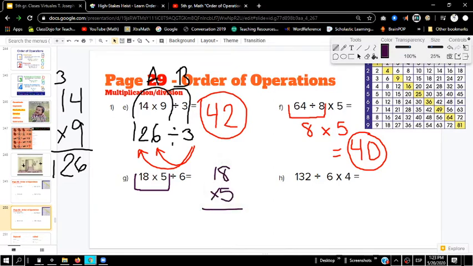Start with our ones column. 8 times 5 is 40. My 0 goes on the bottom, and my 4 goes on the top. 1 times 5 is 5, plus 4 is 9. So my answer to the first part of the problem is 90.